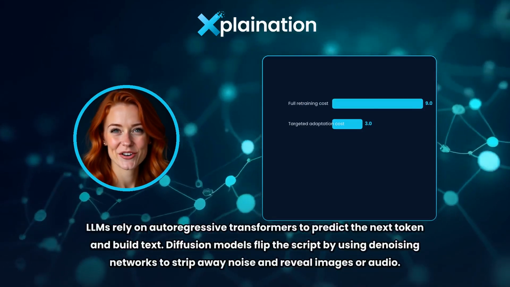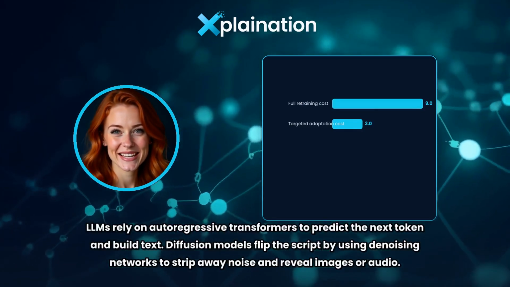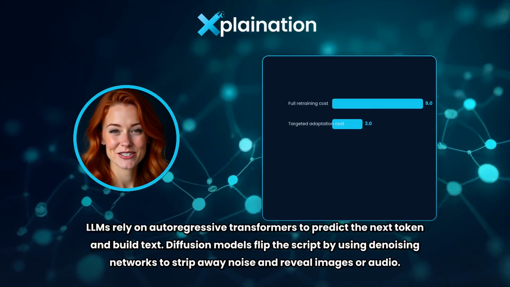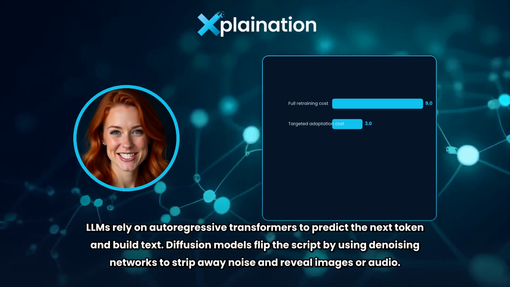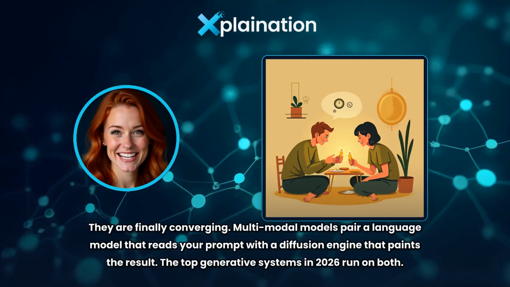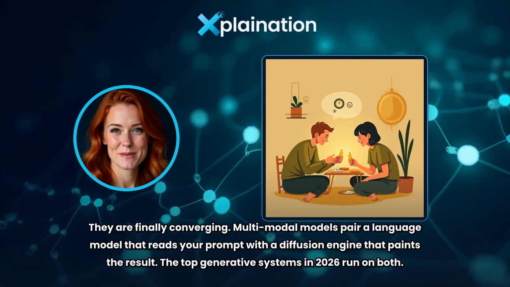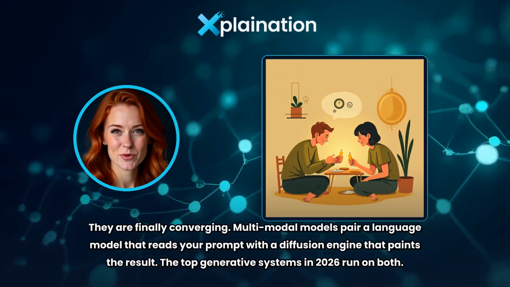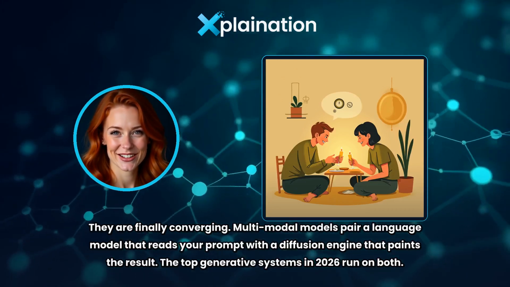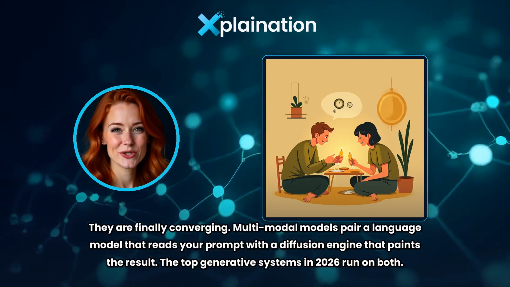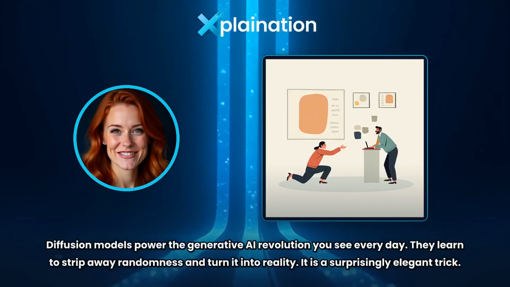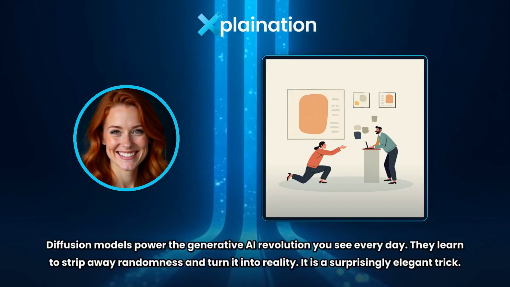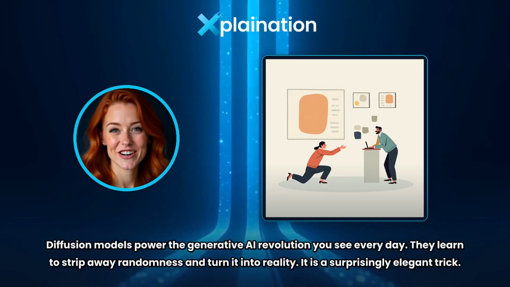LLMs rely on autoregressive transformers to predict the next token and build text. Diffusion models flip the script by using denoising networks to strip away noise and reveal images or audio. They are finally converging. Multimodal models pair a language model that reads your prompt with a diffusion engine that paints the result. The top generative systems in 2026 run on both. Diffusion models power the generative AI revolution you see every day. They learn to strip away randomness and turn it into reality. It is a surprisingly elegant trick.